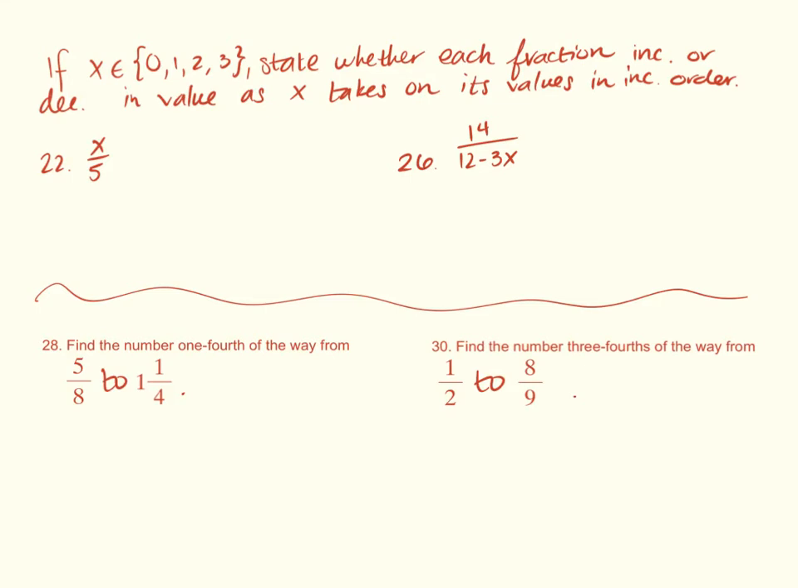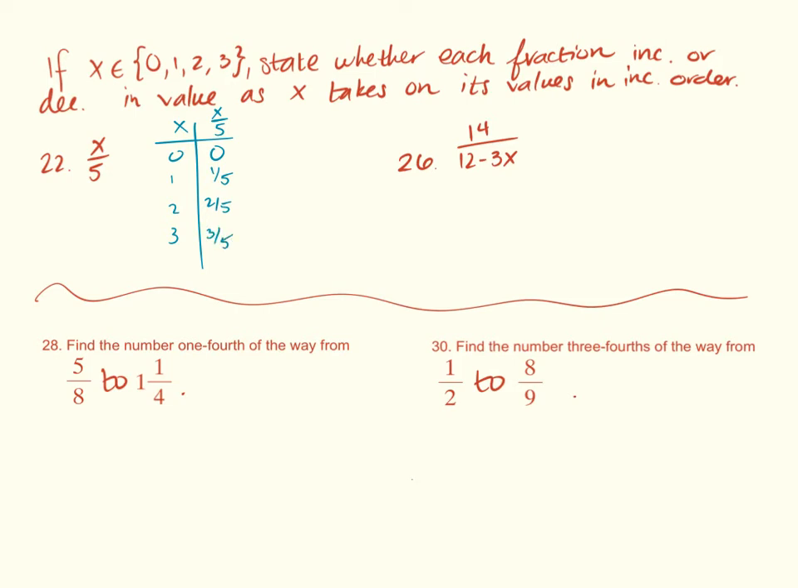For 22 and 26, the instructions say that if x is in the set 0, 1, 2, 3, so it's either 0, 1, 2, or 3, state whether each fraction increases or decreases in value as x takes on its values in increasing order, so as it goes from 0 to 3. So in 22, we're given the expression x over 5. So what we're going to do is write a t-chart. We've got all our x values, so 0, 1, 2, 3. And then we've got the values of x over 5. So we get 0 over 5. When we plug that in, it's just going to be 0, 1/5, 2/5, and 3/5. This is increasing as we go along, right?